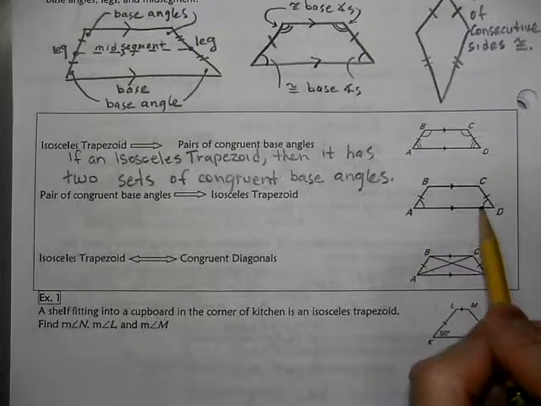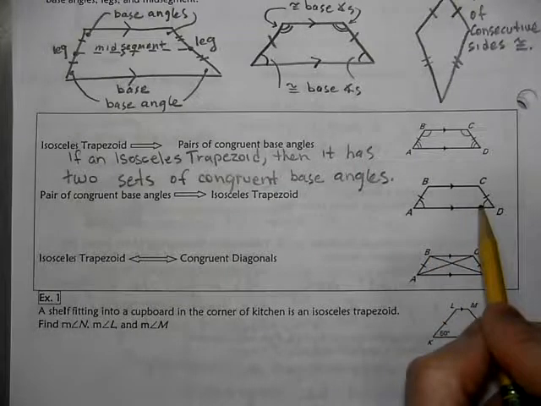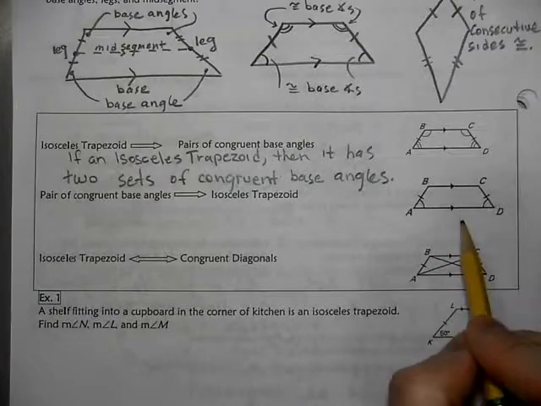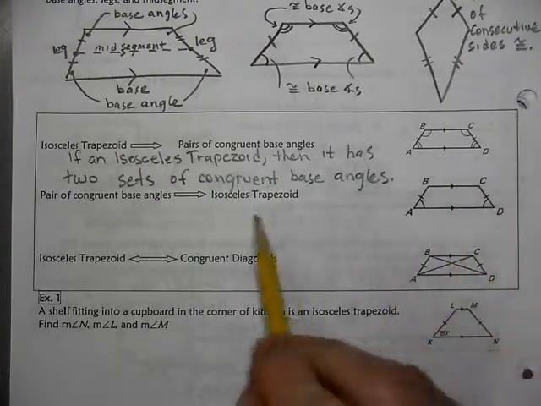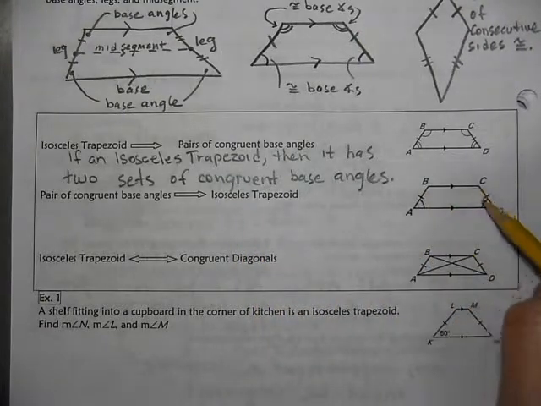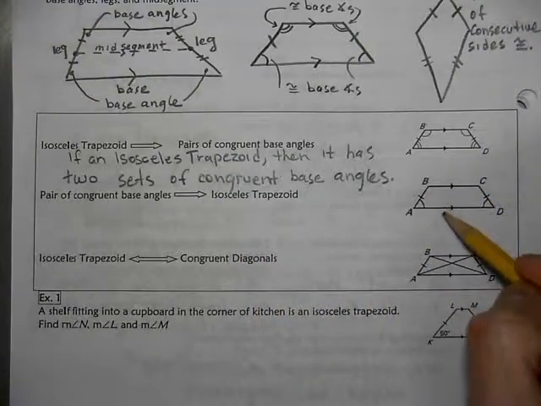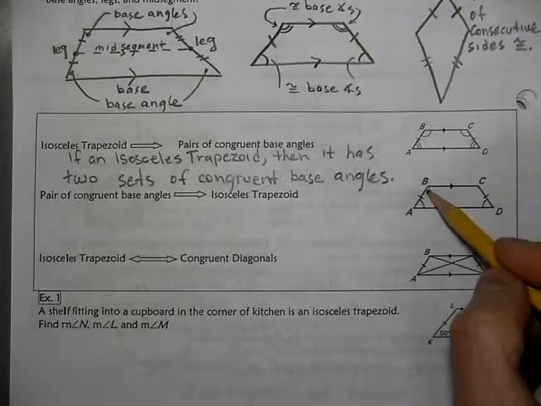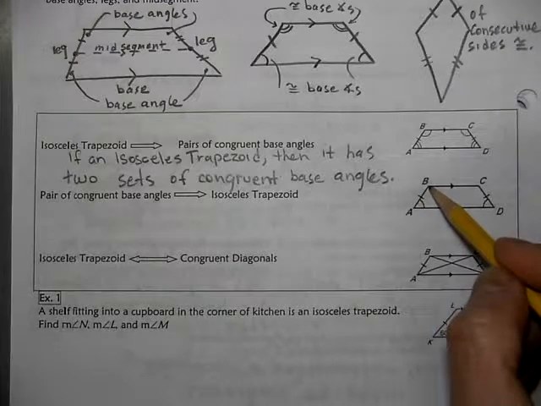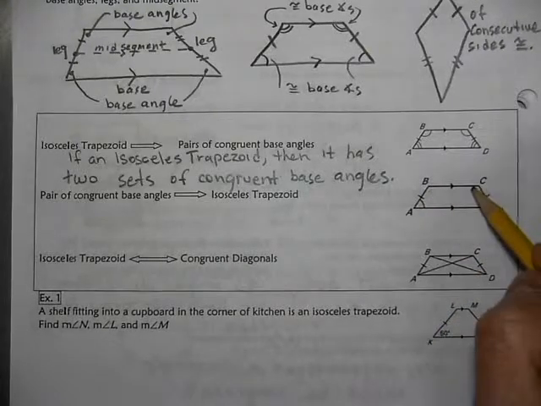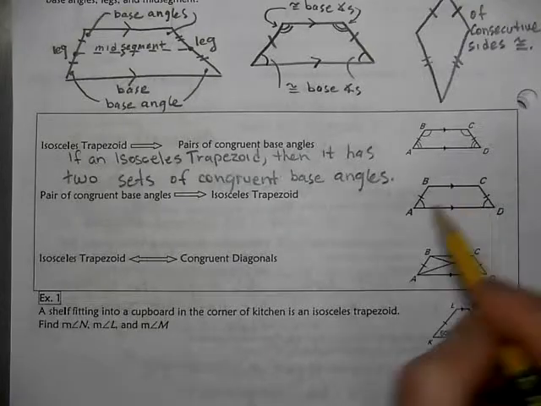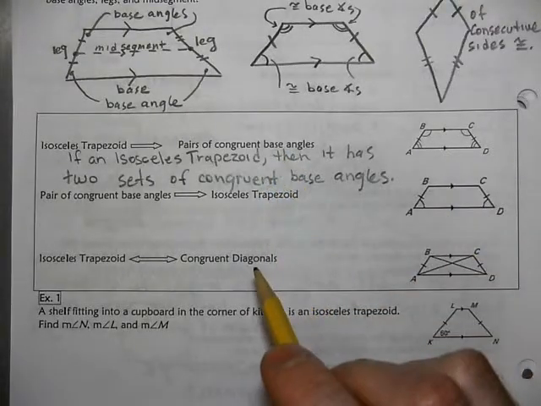If you have one set of base angles that are congruent in a trapezoid, then you know for sure that that has to be an isosceles trapezoid. Think about what it would mean if this was a trapezoid, then you know you have consecutive interior angles that are supplementary. So if this was 60, this would have to be 120. Well, the same thing on this side. Now you have two sets. So the converse of this would be true.